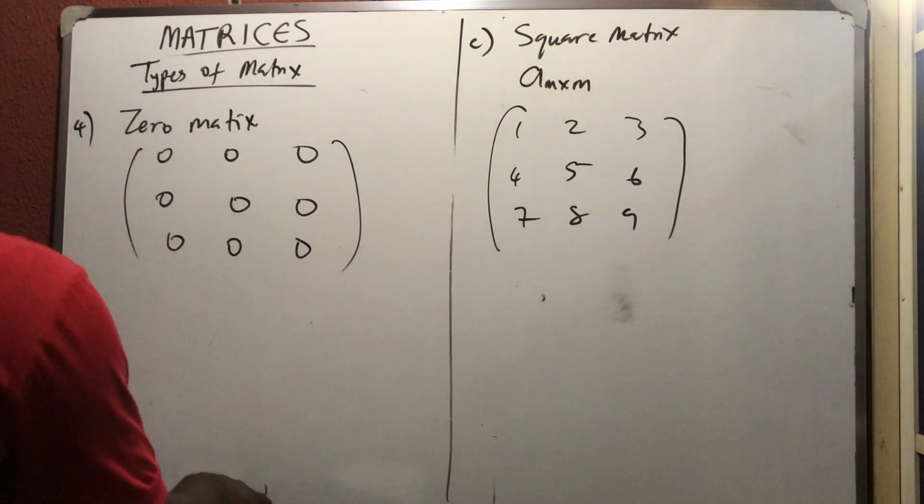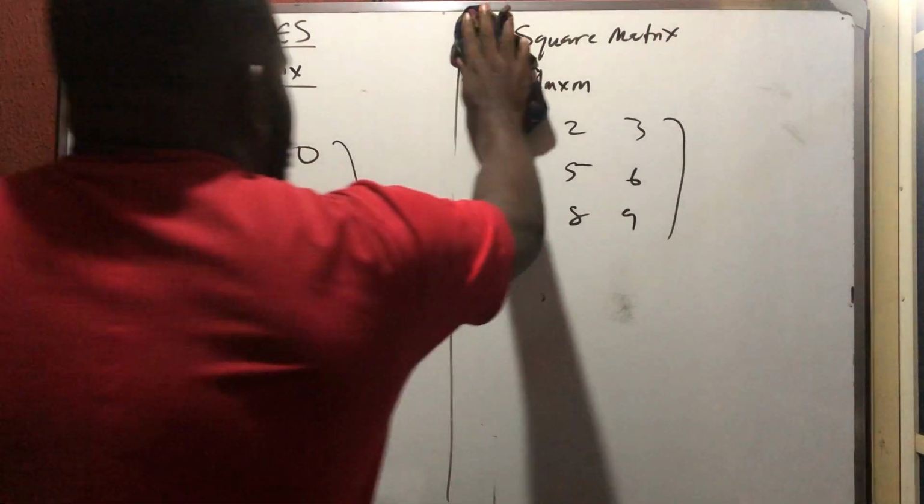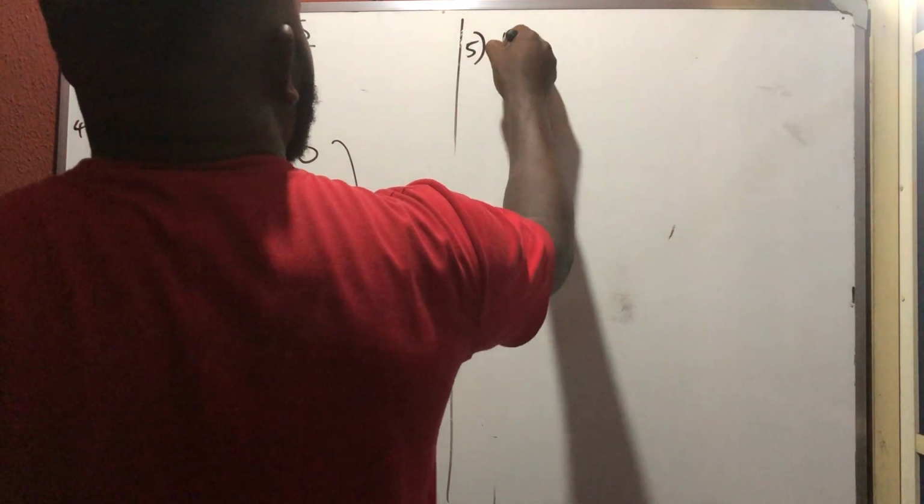So the next one we're going to look at is a diagonal matrix. Number 5 is a diagonal matrix.